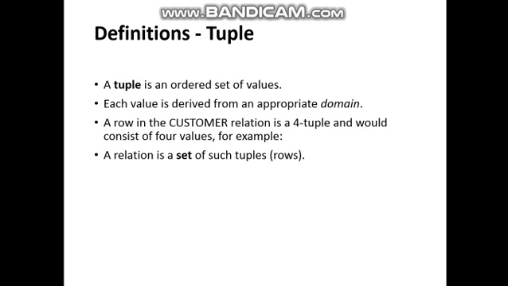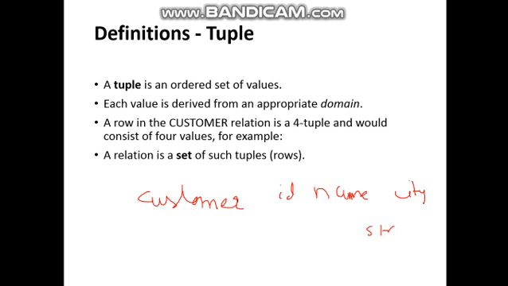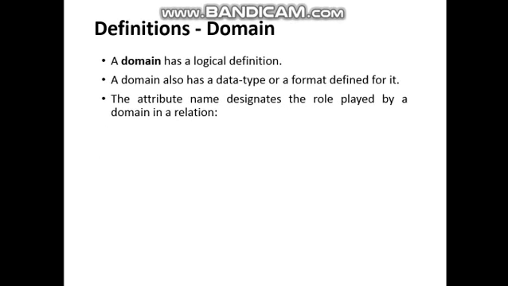A row in a customer relation, for example, is a 4-tuple and would consist of 4 values. If we consider a customer relation, in that there is customer ID, name, city and street, suppose. These are the four domains, and alongside these domains it will have some set of tuples, rows. So this is a 4-tuple like this.